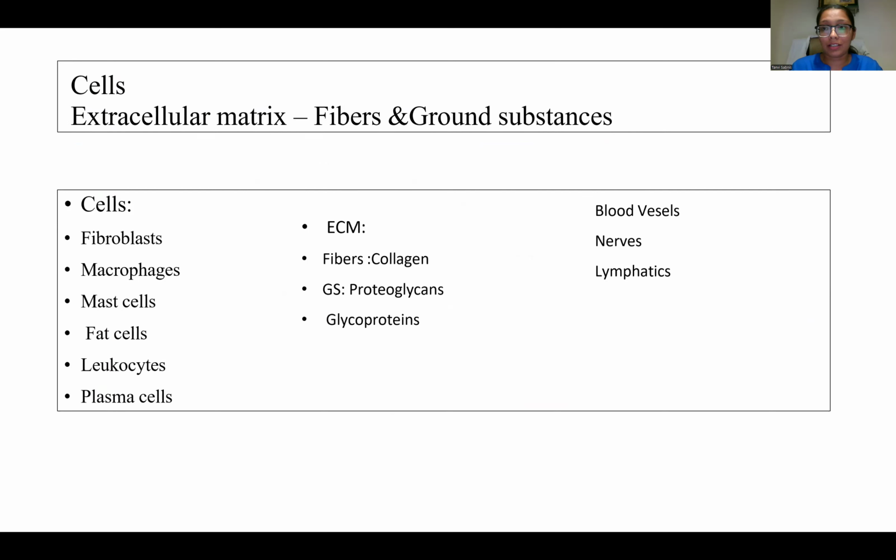Now let us understand in brief about the cells and the extracellular matrix which are going to be present in the salivary glands. So the cells are going to be the fibroblasts, macrophages, mast cells, the fat cells, leukocytes, and the plasma cells. And the extracellular matrix is going to be composed of the collagen fibers and the ground substance made up of proteoglycans and glycoproteins. It also has blood vessels, nerves, and lymphatics.